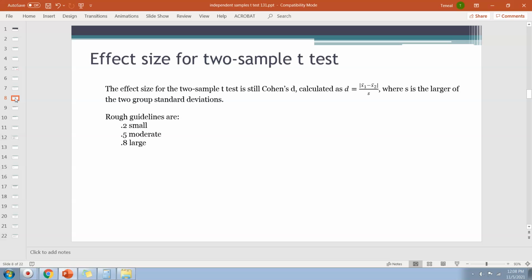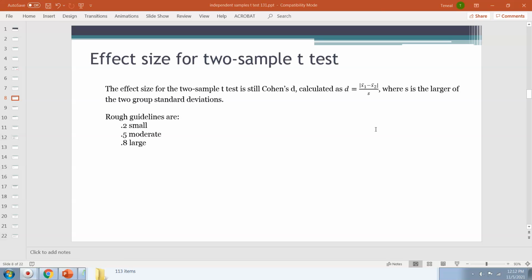So we talked about the effect size for a one-sample t-test, and every hypothesis test that we talk about is going to have an effect size. For the two-sample t-test, it's again going to be Cohen's d. In this case, Cohen's d is calculated as the difference in the two sample means. You're going to take the absolute value. SPSS doesn't do that, but I want you to take the absolute value of the results. And we're going to divide that by the larger of the two group standard deviations.